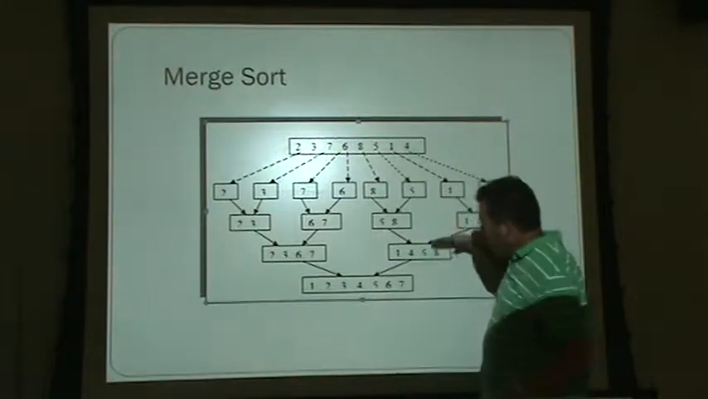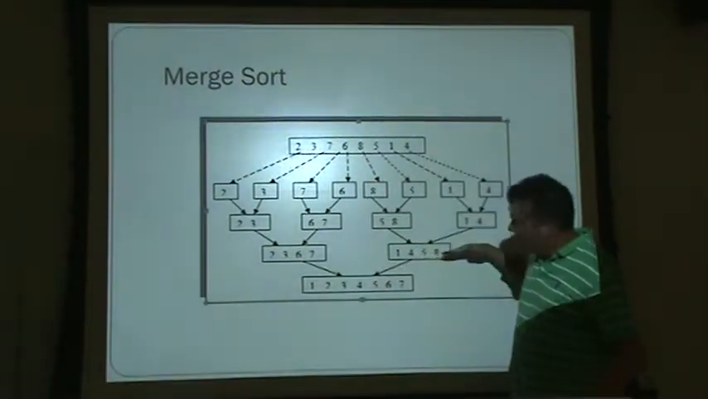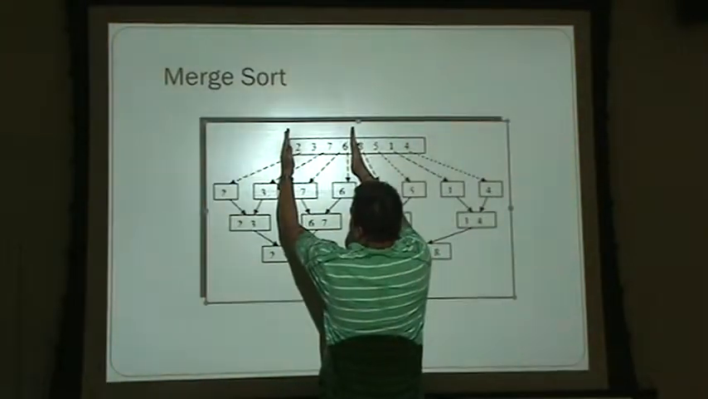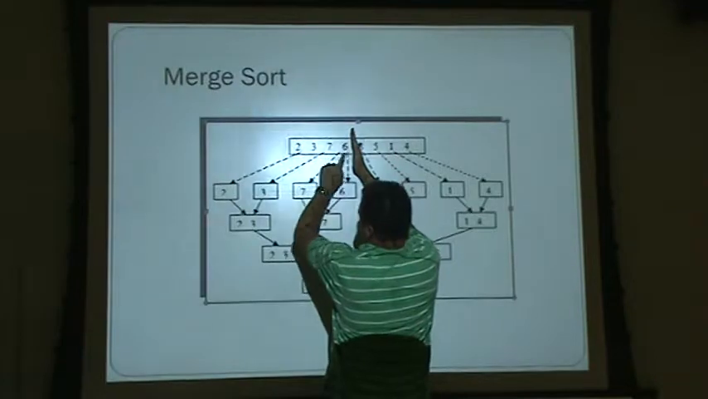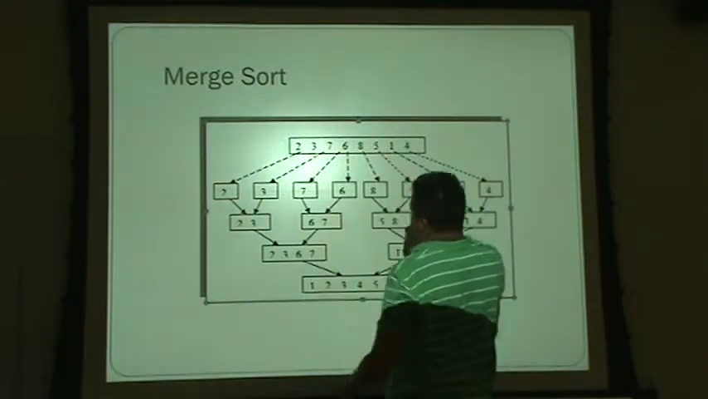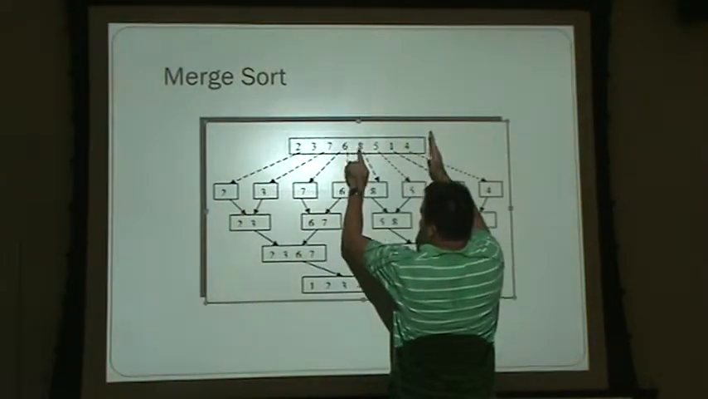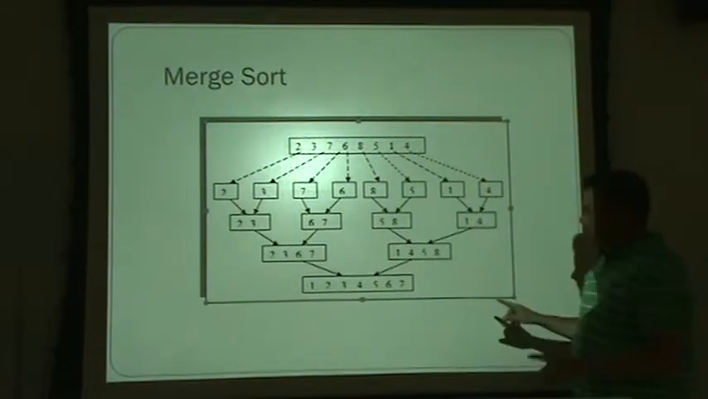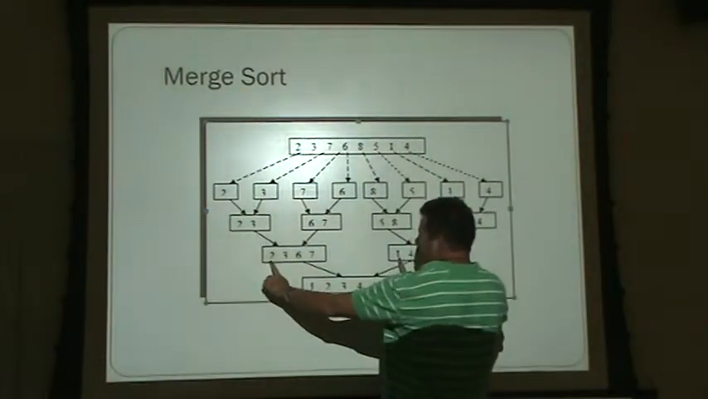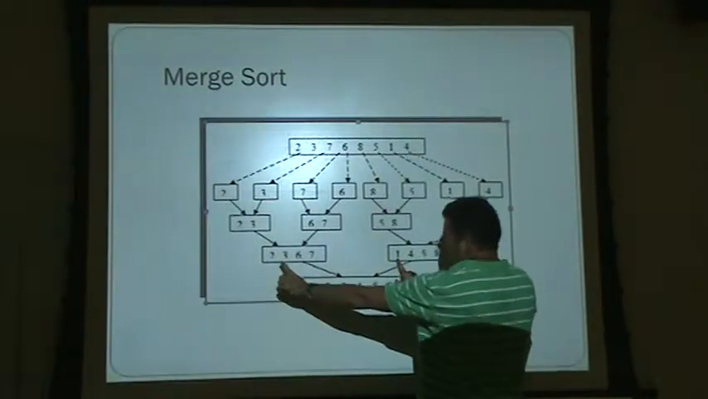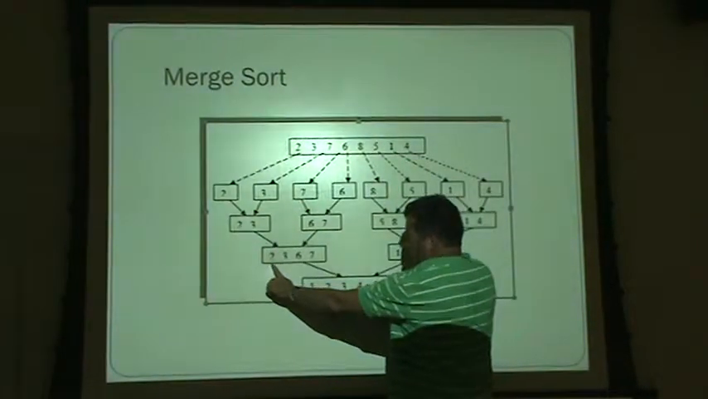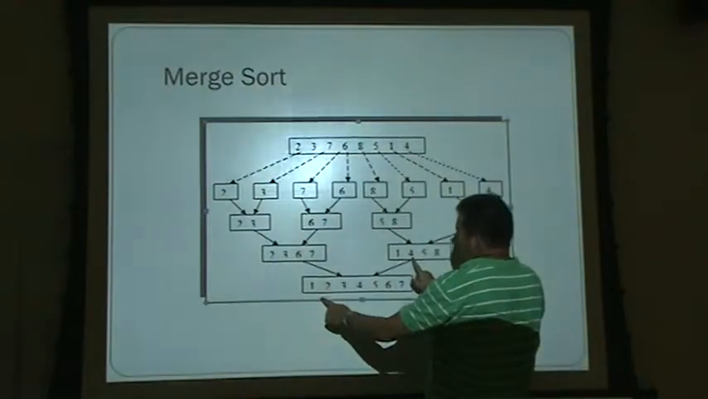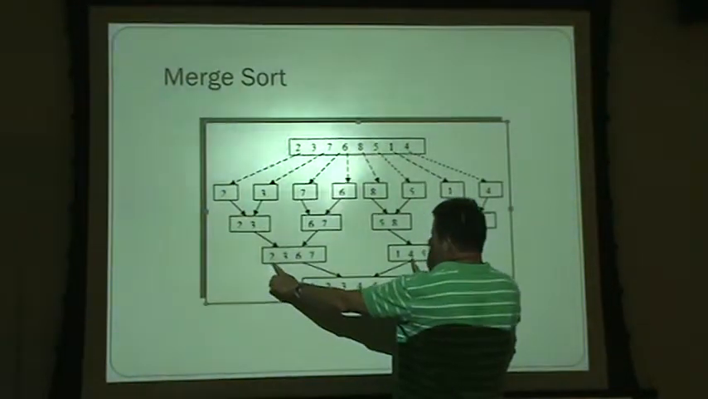So now at this level, we basically have this list sorted, 1, 2, 6, 7, and we have this list sorted, 1, 4, 5, 8. Now we want to take these two lists and merge them together. So we put pointers at the beginning of each, and we say 1 is smaller, so 1 gets copied into the answer, and the pointers are now pointing at 2 and 4.